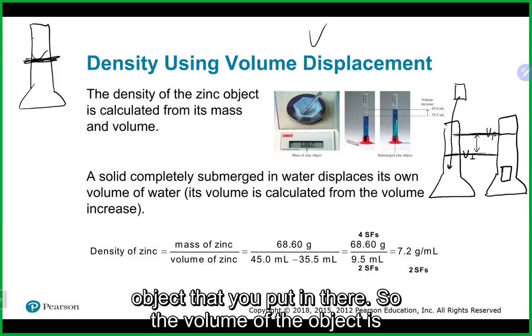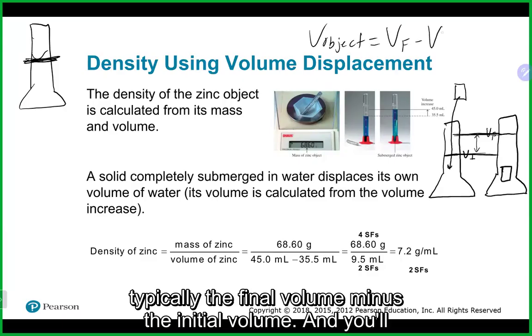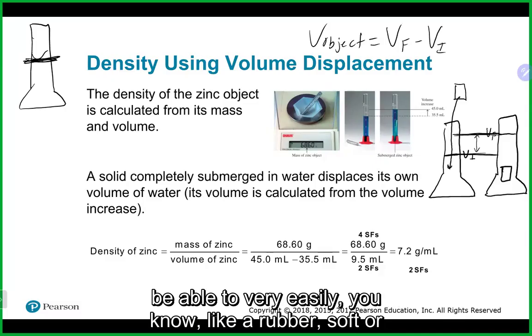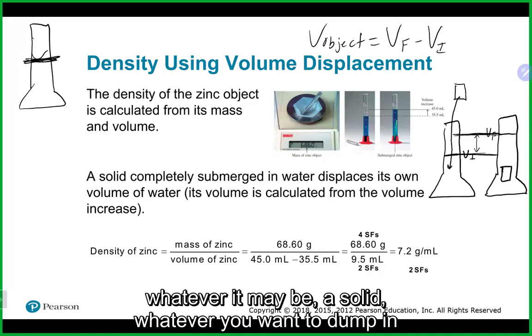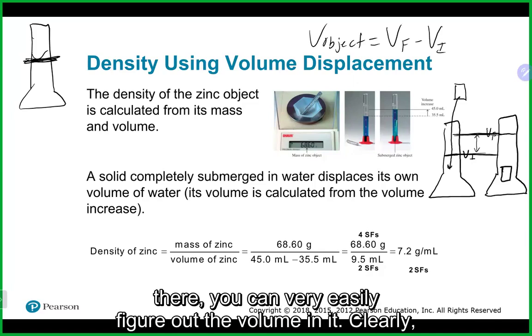So the volume of the object is typically the final volume minus the initial volume. And you'll be able to very easily, like a rubber stopper or whatever it may be, a solid, whatever you want to dump in there, figure out the volume. And clearly, that's easy to do.